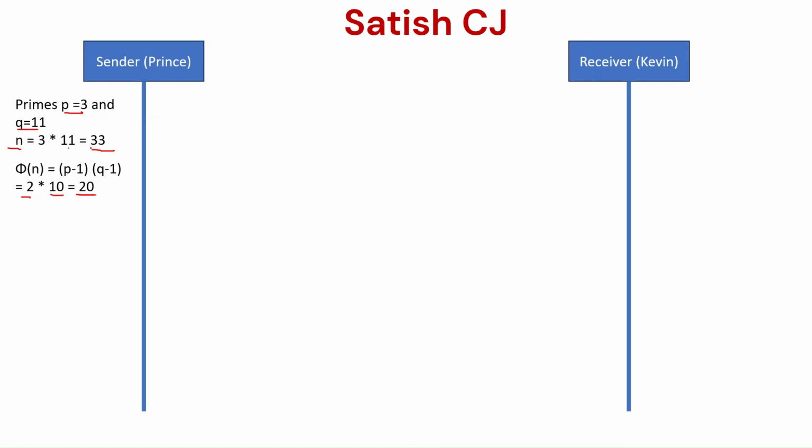The next step is, Prince selects a public key. So public key is something that is visible, that is known to everyone. It's not a secret. So for the public key, he selects the value of E to be 3. The condition here is GCD of E with phi of n, that is 3 and 20, is 1. So GCD of E with phi of n should be equal to 1. So we have selected the value of E to be 3. 3 with phi of n, 20, the GCD is 1. So this condition is satisfied.